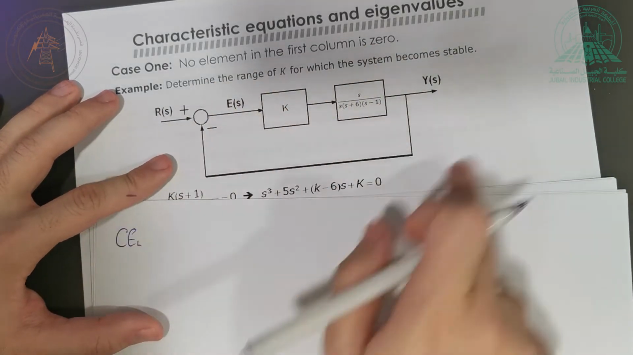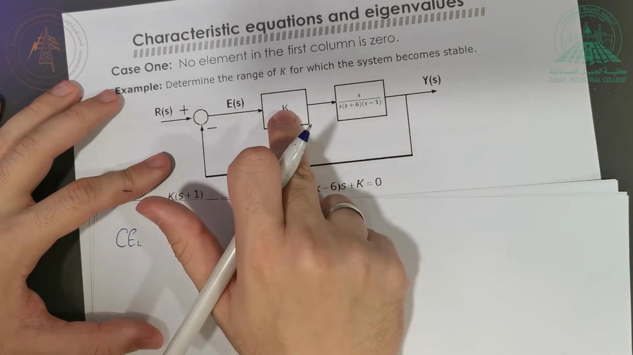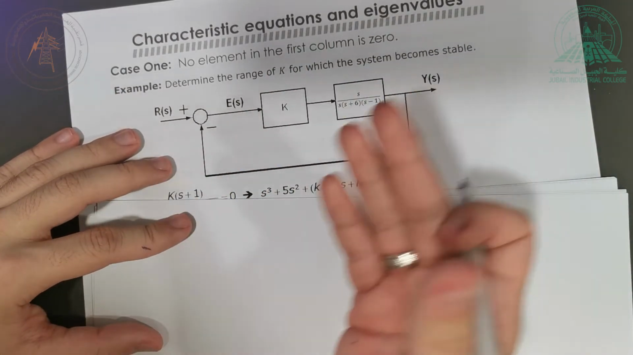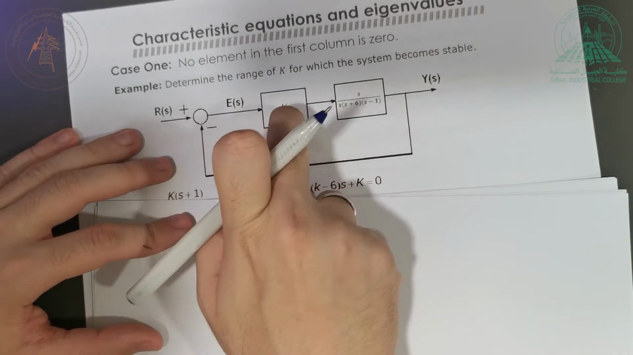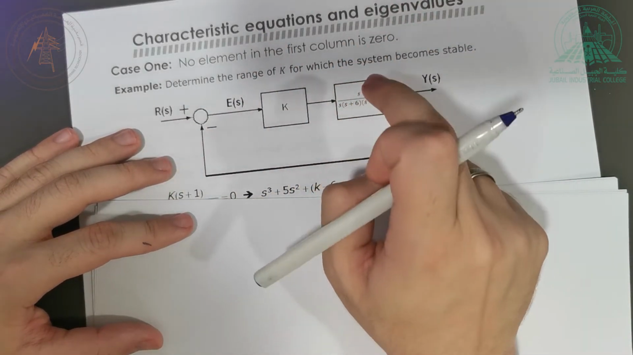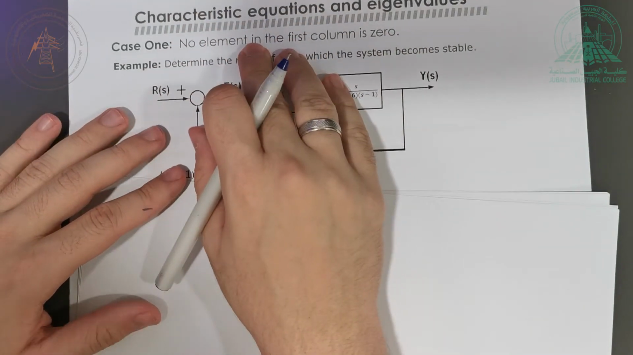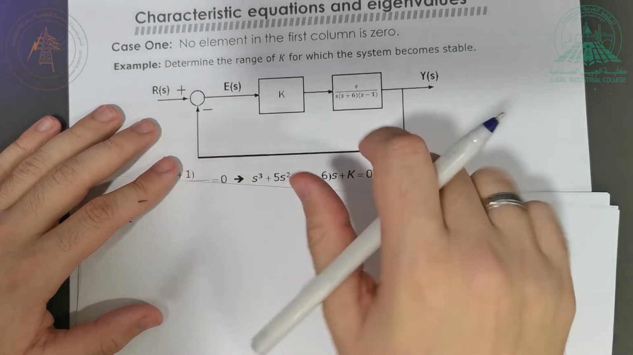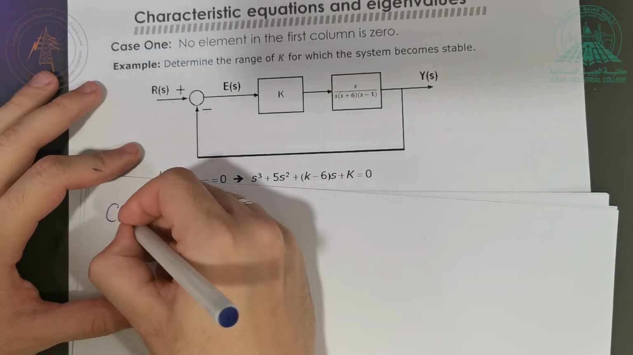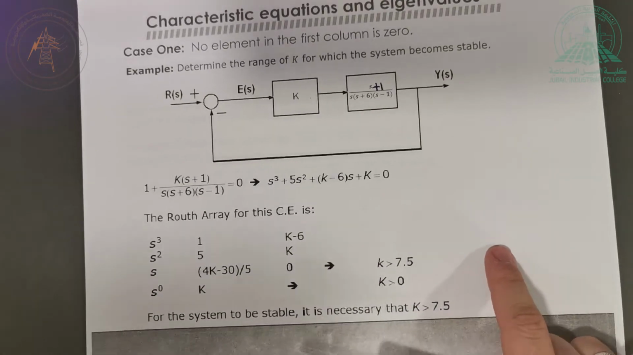Having this controller in this feedback loop, I can actually make it stable, but I have to choose the correct value of k. So the purpose of this question is to find the range of the values of k that I should put here to make the plant, or the process here, stable. In order to do that, I can apply the Routh-Hurwitz criterion. But the Routh-Hurwitz criterion applies on the characteristic equation. So the first step is to obtain the characteristic equation of the system.